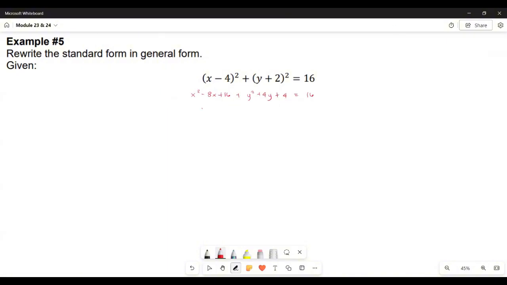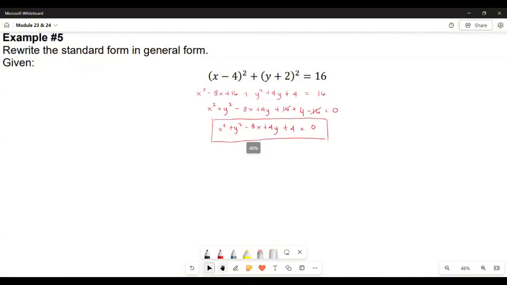Okay. So, pagtabihin natin yung x squared, tabihin natin yung mga magkakamukha yung exponent. Okay? Minus 8x plus 4y plus 16 plus 4. Then, lipat natin yung 16 sa kabila. Negative 16, 0. So, cancel na to dahil 0 lang yan. And then, simplify: x squared plus y squared minus 8x plus 4y plus 4 is equal to 0. Therefore, the general form of equation of the given circle is x squared plus y squared minus 8x plus 4y plus 4 is equal to 0.